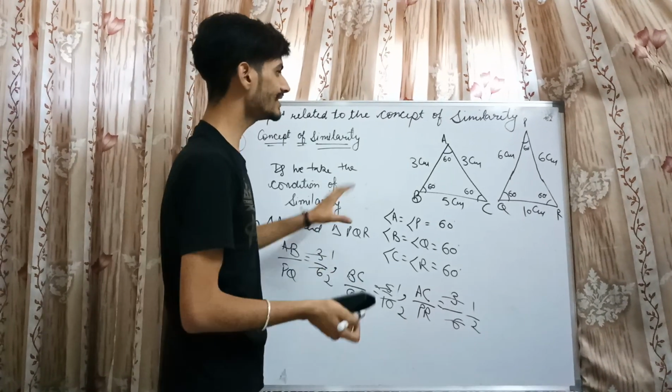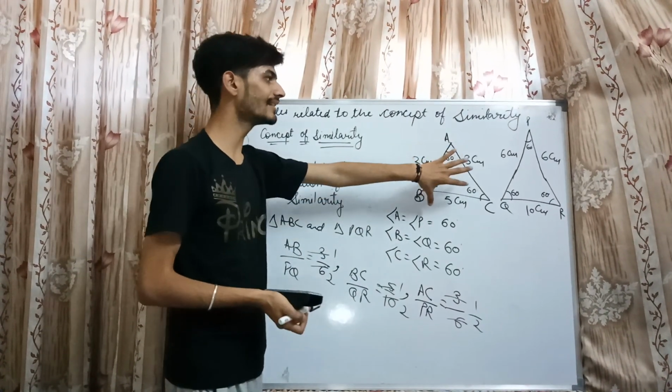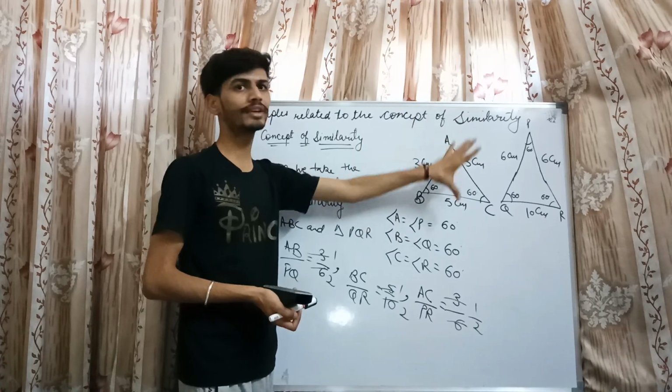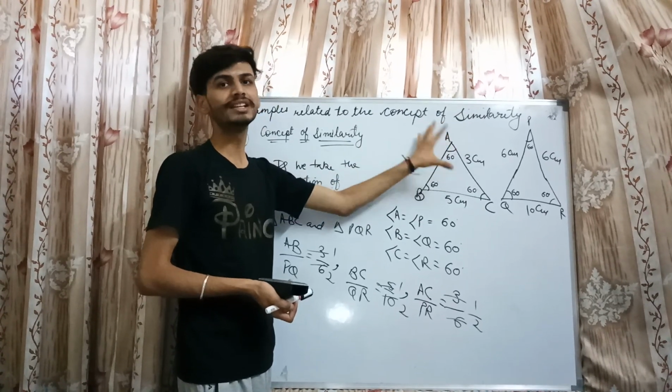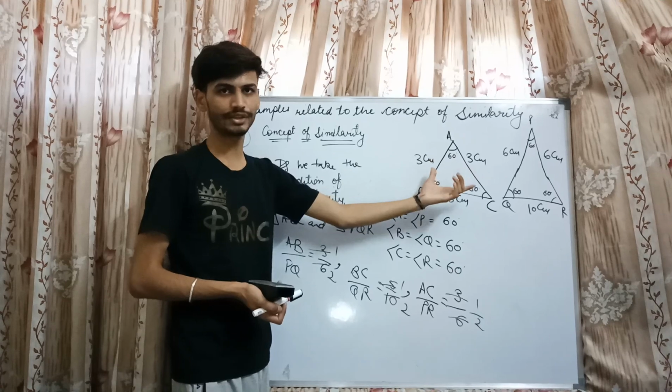So it can be said in conclusion that both the triangles are similar to each other, but there is no case which consists of the congruency nature. So both triangles are similar to each other.